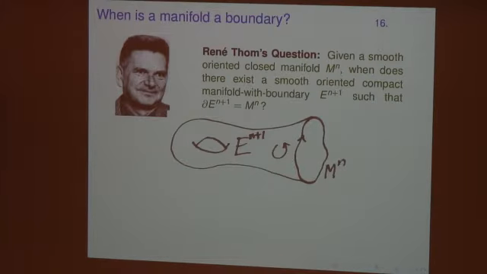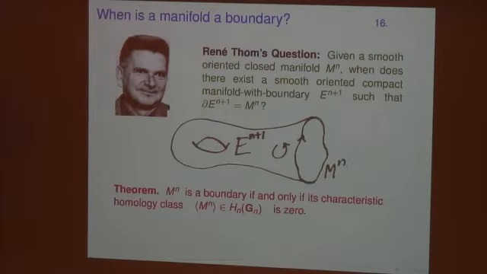And he was able to almost answer this question. Well, let me give the theorem. The theorem that we can state is that a manifold is a boundary if and only if this characteristic homology class, which I've just defined, is 0. Well, he didn't quite prove this. What he was able to prove was that this is true up to elements of finite order.